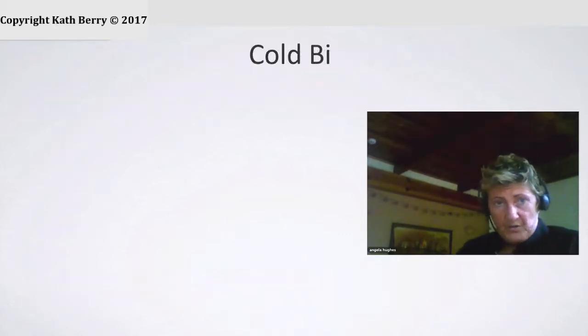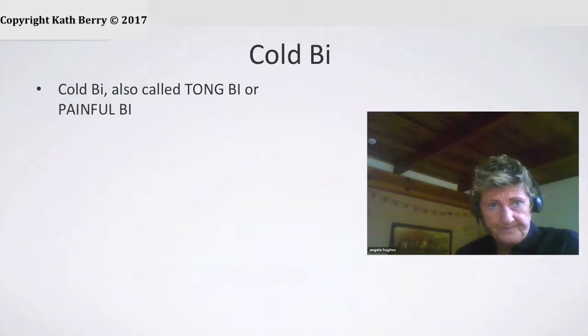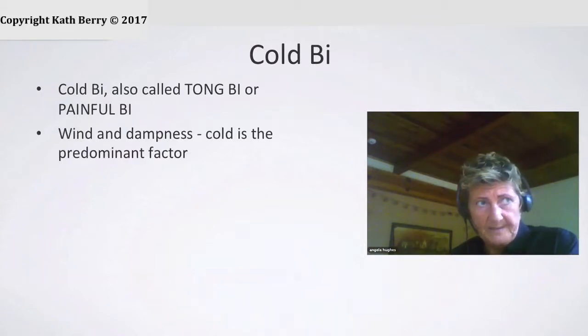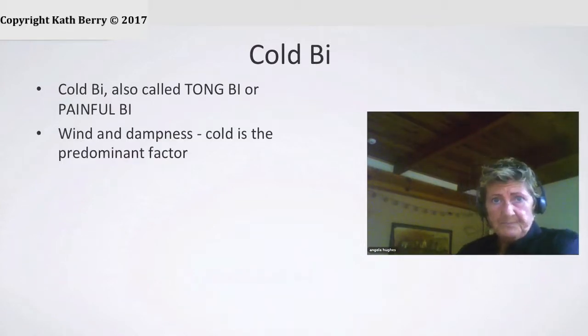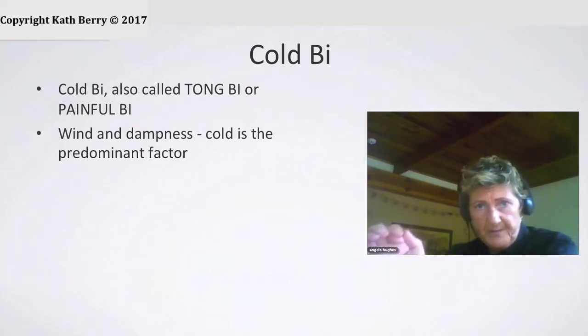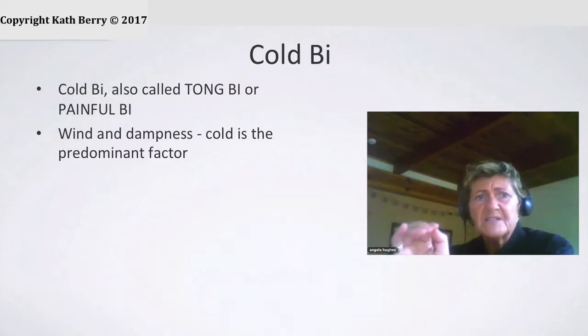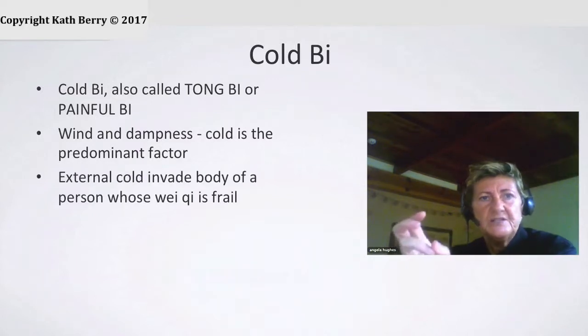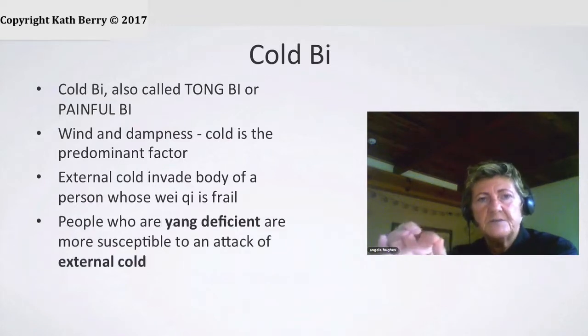Cold Bi, also called Tong Bi or painful Bi, usually comes with wind, and it can come with dampness. But in this pattern, the cold is predominant. External cold can easily invade the body of somebody whose Wei Qi is really frail, and people who are more yang deficient have more of a tendency to be invaded by cold.